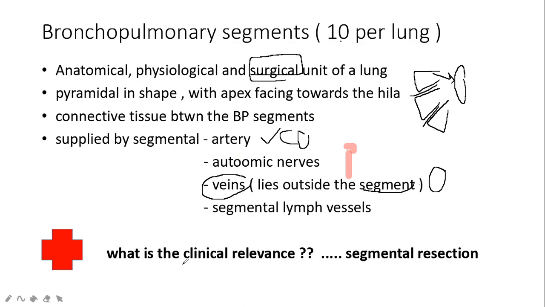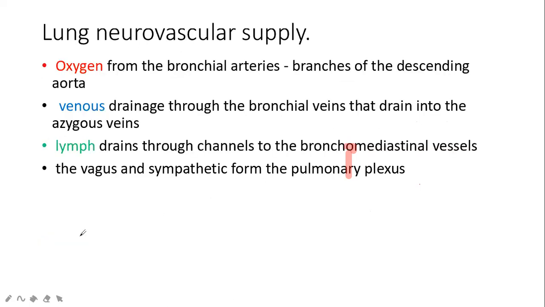Then what is the clinical relevance? We do what we call segmental resection. If there is cancer that is localized to one part, it is safe to just come and remove that part of the segment. So you see the advantage. Just quickly remove that part, just like what we do with the breast, rather than removing a lobe. That is what we call segmental resection. That is the clinical relevance.